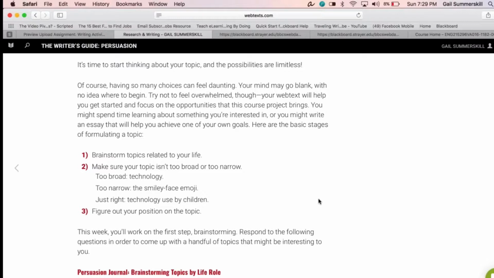So, if you were to write about the smiley face emoji, well, that's really probably very, very narrow. There's not that much written on the smiley face emoji. And if there's not a whole lot written about it, you're not going to find a whole lot of research to back up your evidence when you go to write the paper. So you want to find something in the middle.